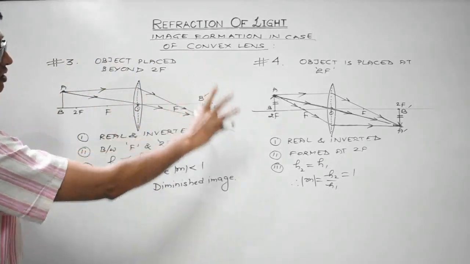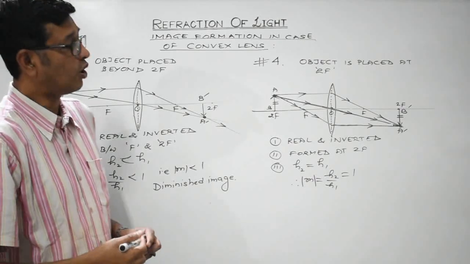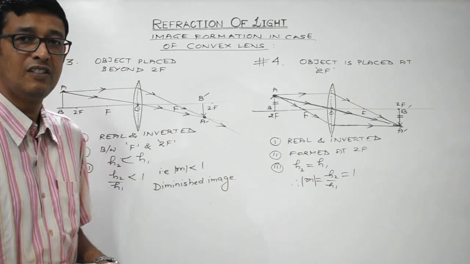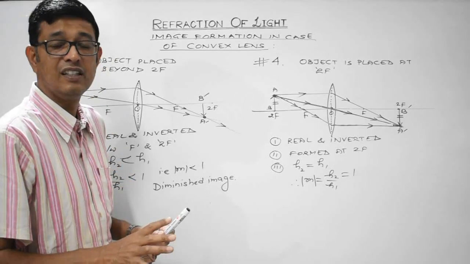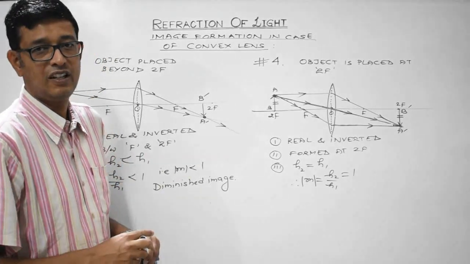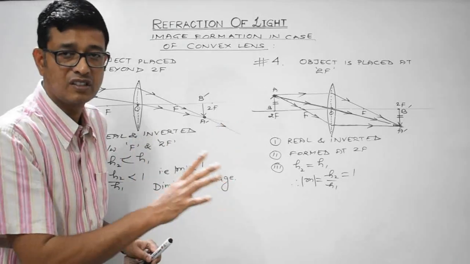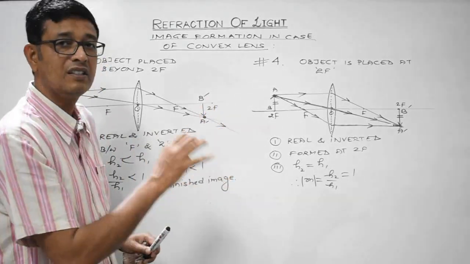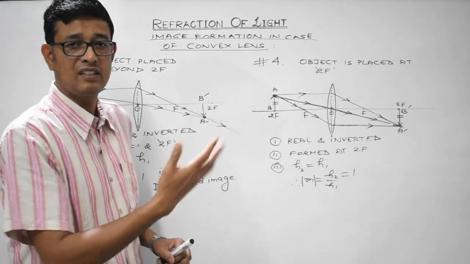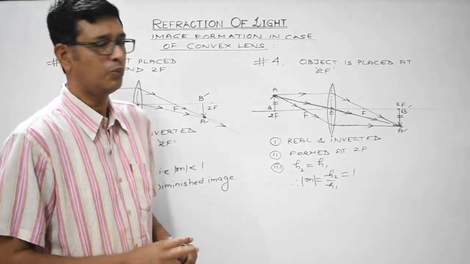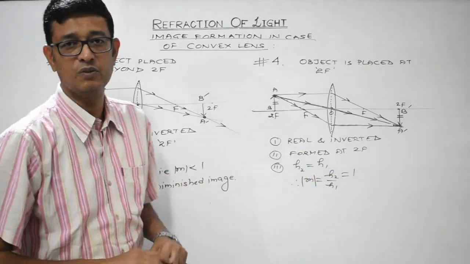So we have discussed 4 cases. What's the common point in all the 4 cases? So far, the nature of the image obtained is real, right? In all the 4 cases which we have discussed so far, the nature of the image obtained is real. So students, we will discuss the other cases in the next session. So please practice all these ray diagrams, right?